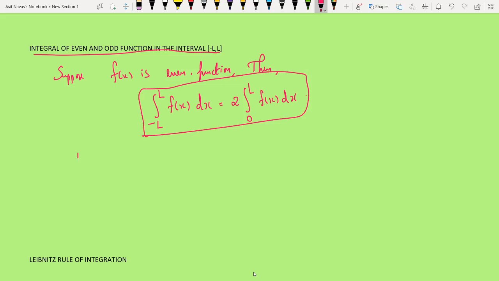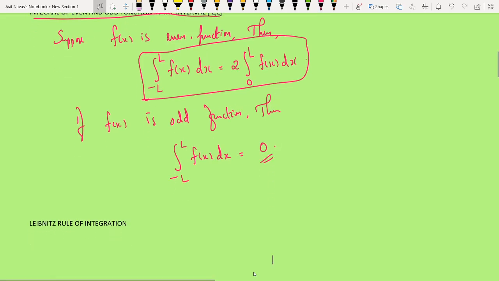Now if f of x is an odd function, then what will be the integral from minus L to L of f of x dx? Zero. This is very important because we will use it while doing problems. Now I will give the Leibniz rule of integration.